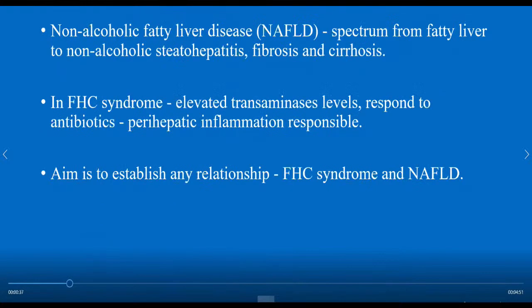Non-alcoholic fatty liver disease is a spectrum of disease from fatty liver to non-alcoholic steatohepatitis, fibrosis, and cirrhosis. It has been observed that FHC syndrome was associated with elevated transaminase levels, which responded to antibiotics, strengthening the fact that perihepatic inflammation was responsible in the causation of FHC syndrome. Our aim is to establish any relationship between FHC syndrome and non-alcoholic fatty liver disease.